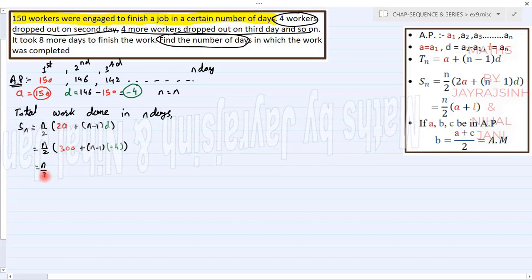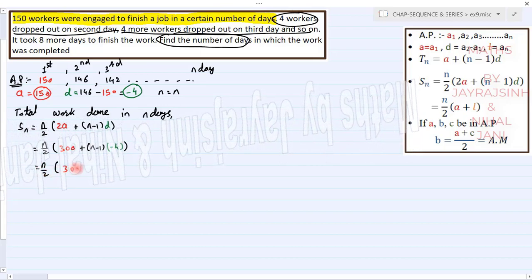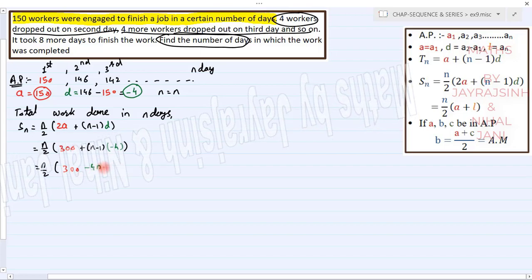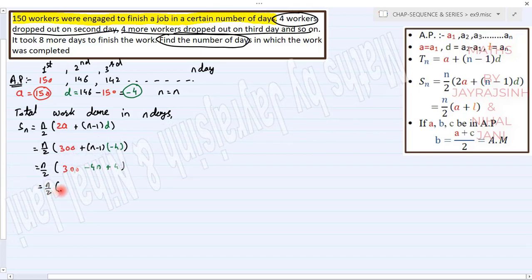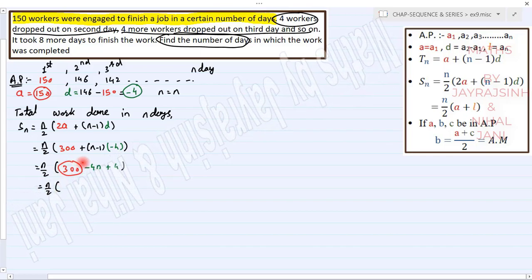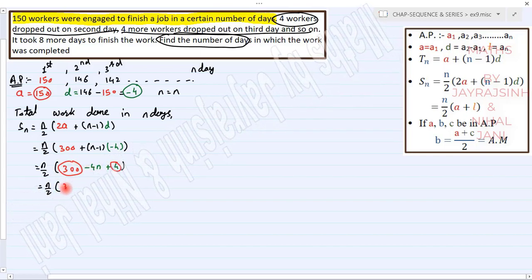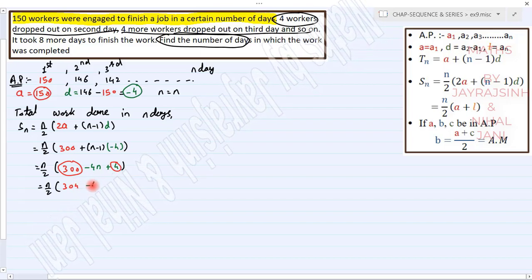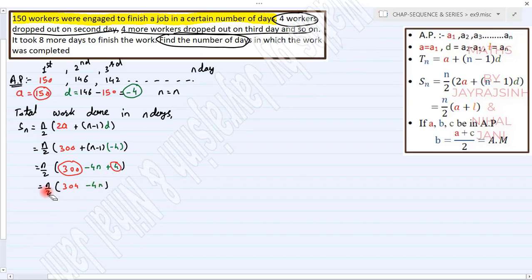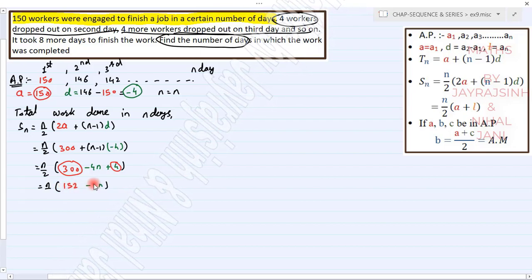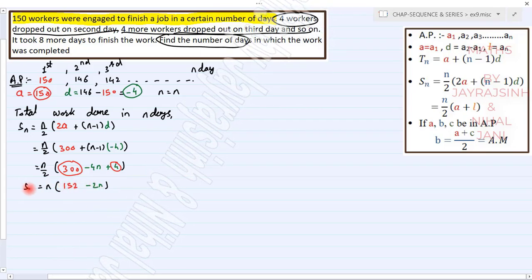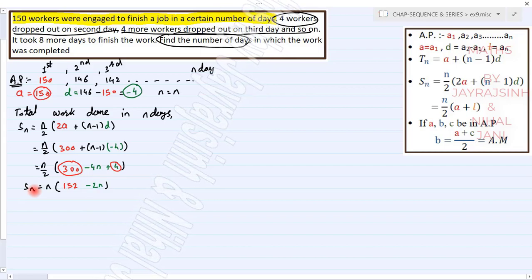On further simplification, we get 300 minus 4n plus 4, or we can say n by 2 into 300 plus 4, which becomes 304 minus 4n, and if we divide it by 2, we get 152 minus 2n as the total work.